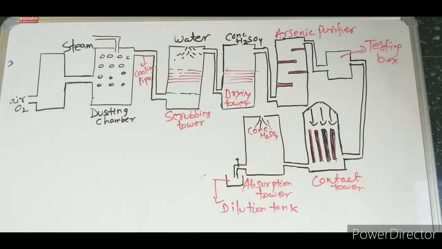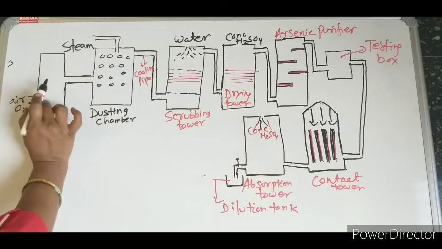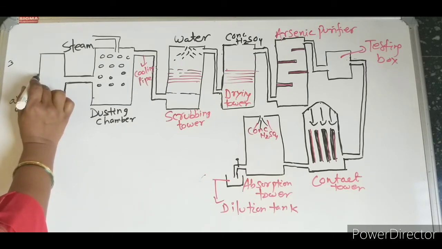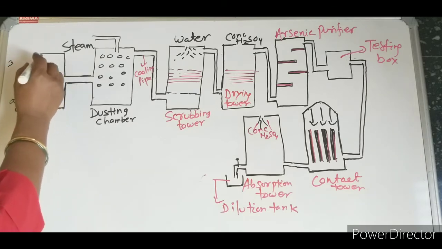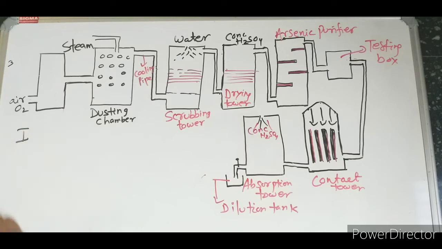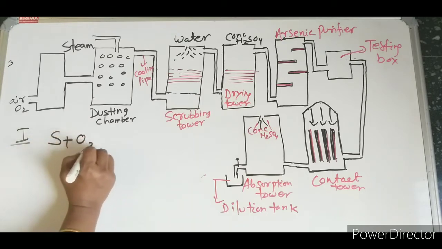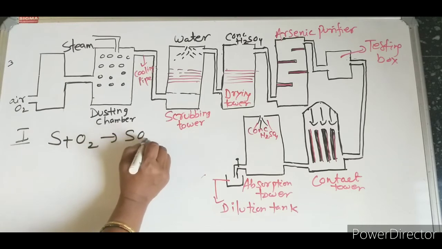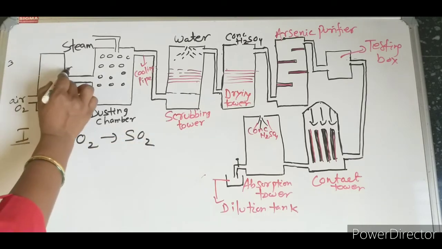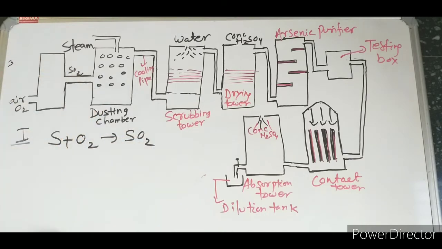So the first one is the production of SO2. Here, production of SO2 is the first step I am writing here. In this case, sulfur burns with oxygen and gives rise to sulfur dioxide.